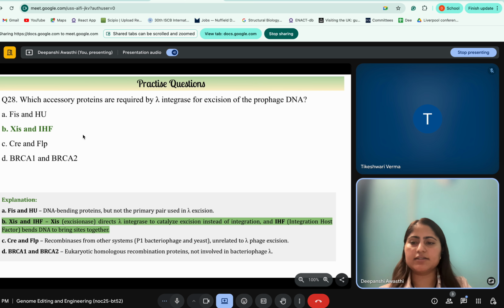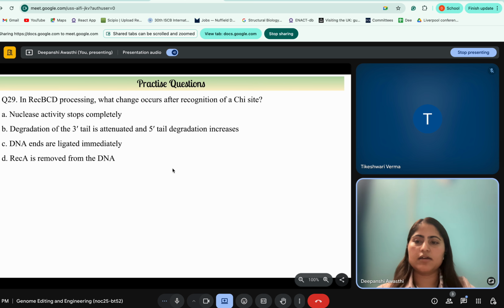So yes, right answer is option B. Now next question is, in RecBCD processing, what change occurs after the recognition of a Chi site? Option A, nuclease activity stops completely. Option B, degradation of 3' tail is attenuated and 5' tail degradation increases. Option C, DNA ends are ligated immediately, and option D is RecA is removed from the DNA.